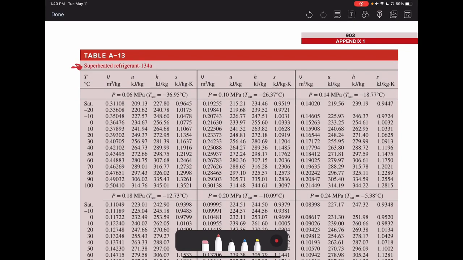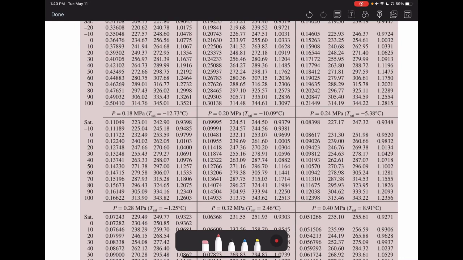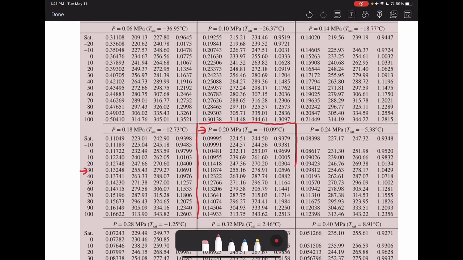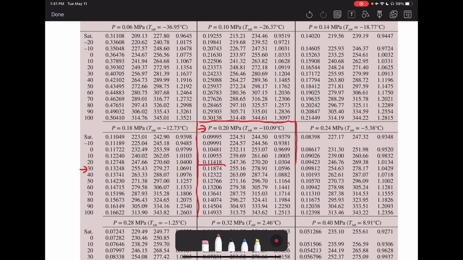And we're going to find the point where pressure is equal to 200 kilopascals, which is right here. So we're going to use this box right here. And we're going to try and figure out what our specific volume would be. Now, we know that our temperature is 30 degrees, so we have it right here. And to find the specific volume is in this first column. So the specific volume that we're interested in is this one right here. No need to interpolate this time. So we have a specific volume of 0.11874.